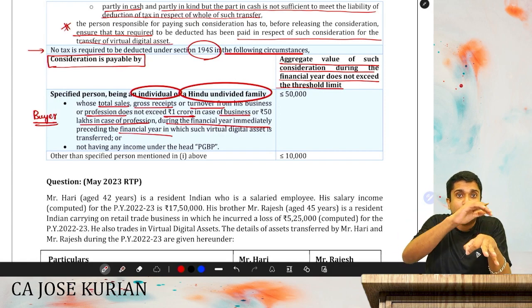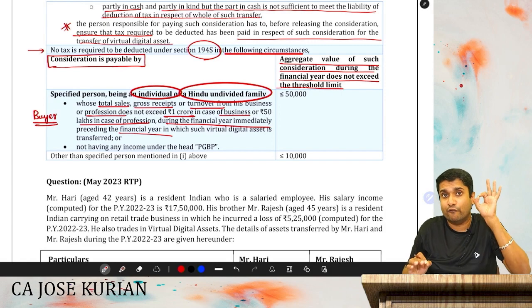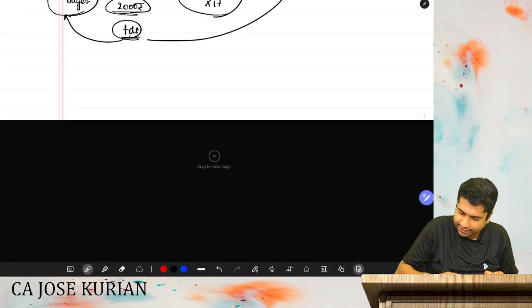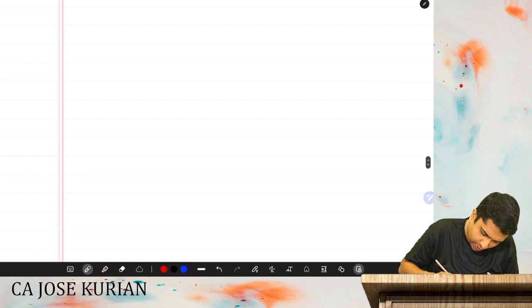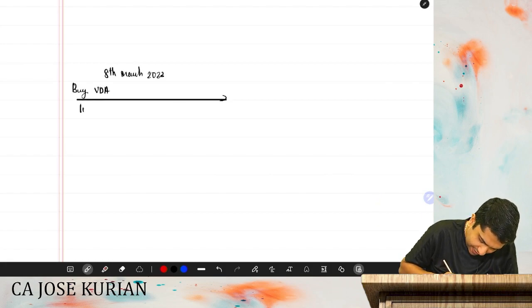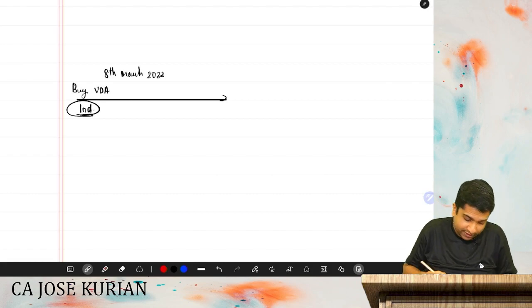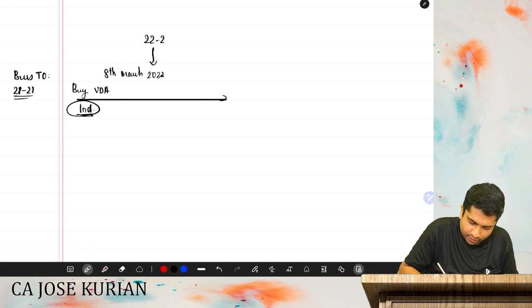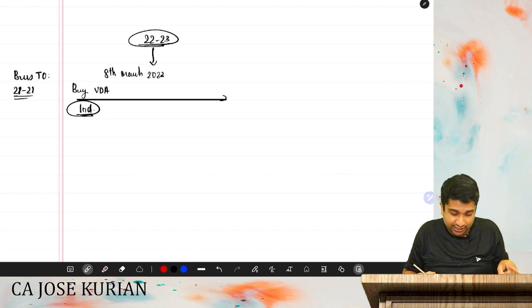Alright. And if I am an individual or an HUF, then what you need to check is whether my business turnover in the preceding financial year. I'll give you an example. Say on 8th March 2023, I am buying virtual digital assets. Alright, I am the buyer and I am being an individual. Then the one thing that I need to check is whether my business turnover in the preceding financial year, that means 21-22 financial year. So the relevant financial year in which I am buying the asset is 22-23. I need to check the total business turnover in the preceding financial year, that will be 21-22.